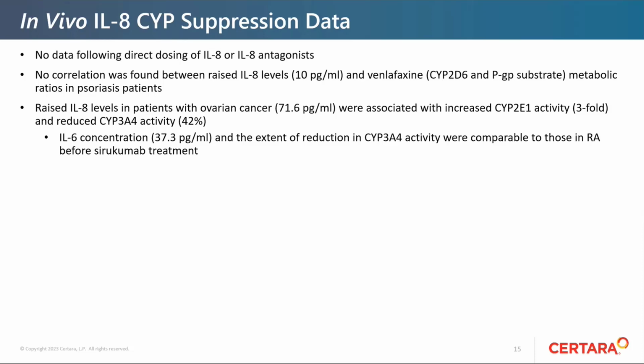In contrast, raised IL-8 levels in patients with ovarian cancer were significantly associated with increased 2E1 activity and reduced 3A4 activity. However, the changes in enzyme activity were also significantly associated with IL-6 and TNF-alpha levels in these patients. And in fact, the IL-6 concentration and the extent of reduction in the 3A activity in these patients were comparable to those in rheumatoid arthritis patients. So the role of IL-8 is inconclusive here.